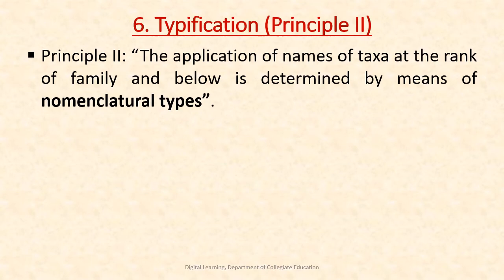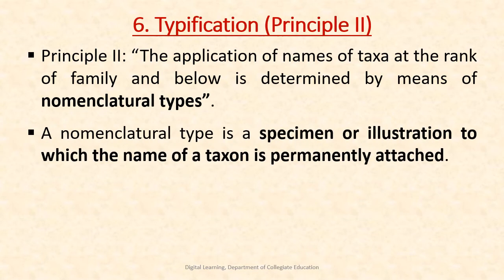Principle two, that is the typification or type concept. It states that the application of names of taxa at the rank of family and below is determined by means of nomenclatural types. A nomenclatural type is a specimen or illustration to which the name of a taxon is permanently attached, whether that name is the correct name or a synonym.